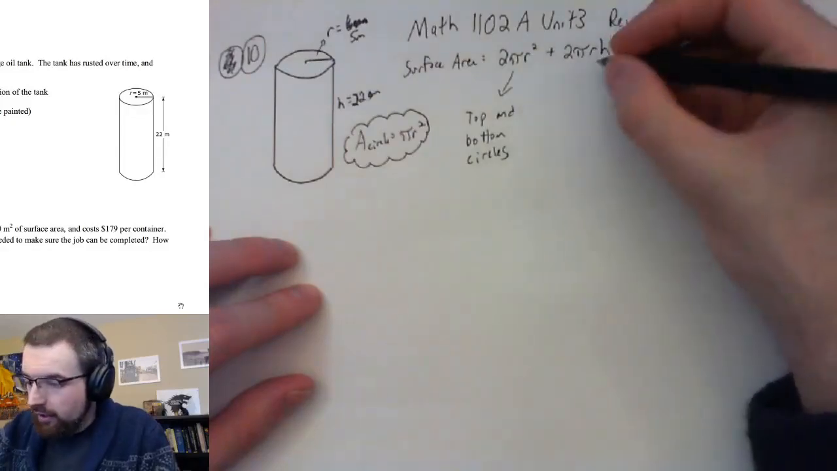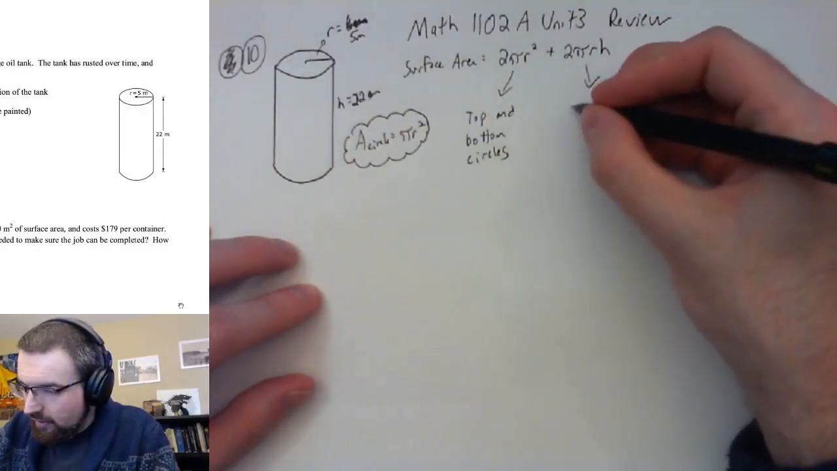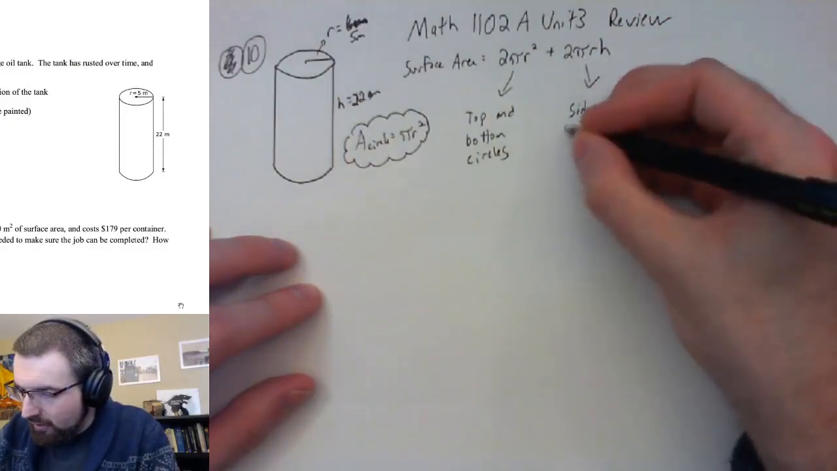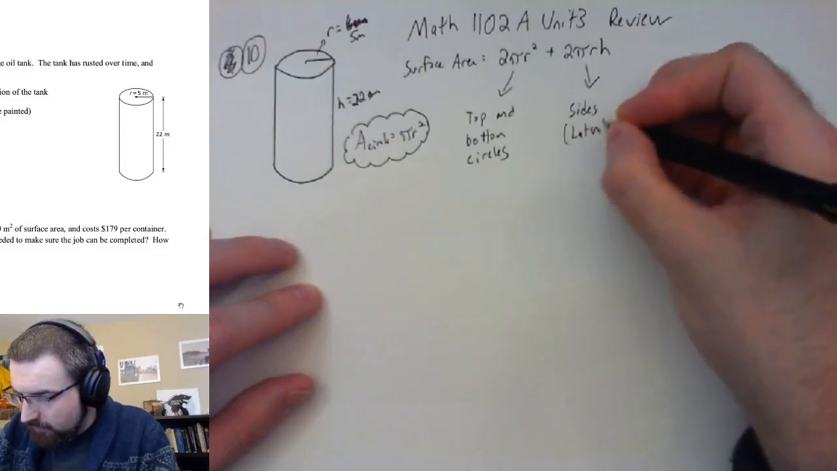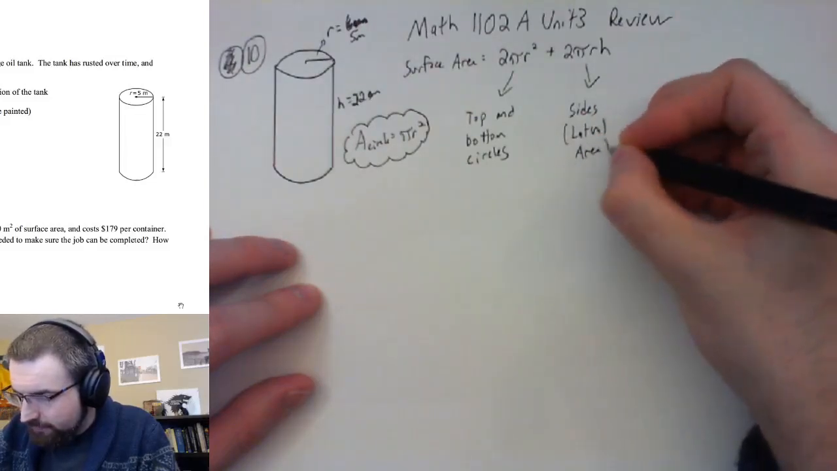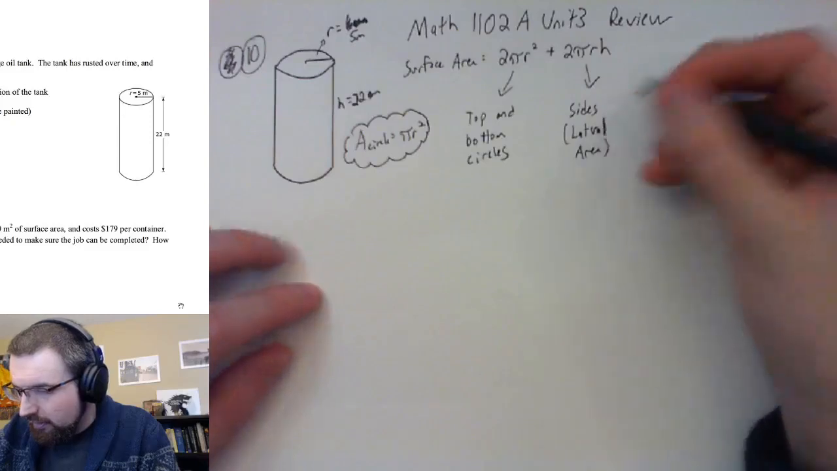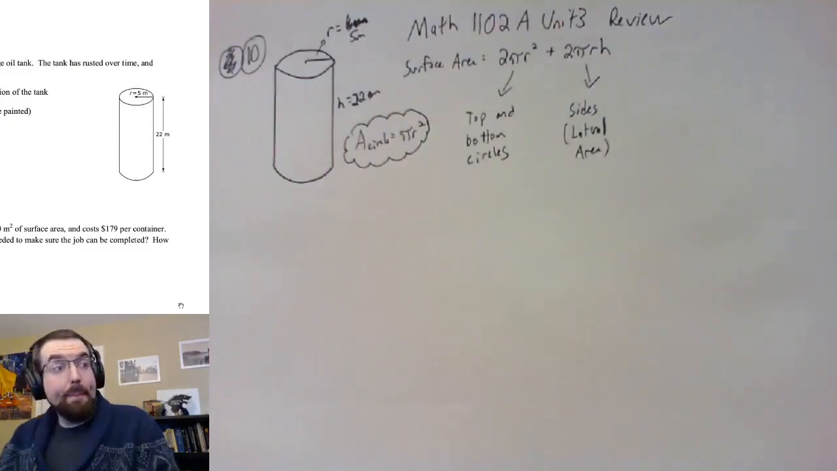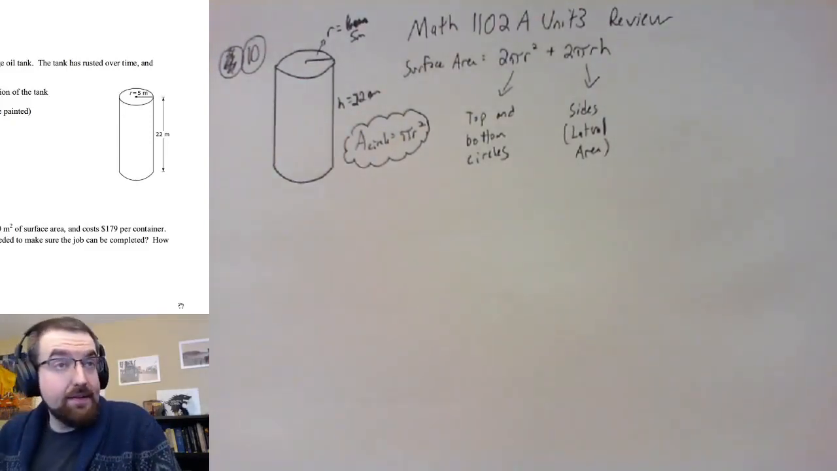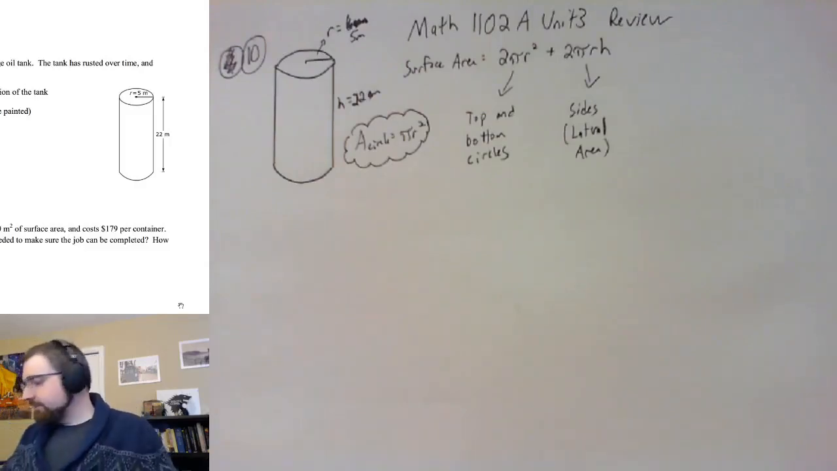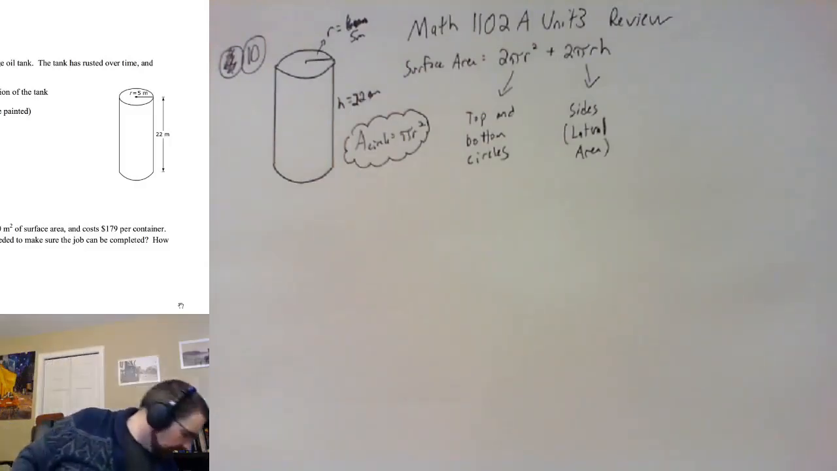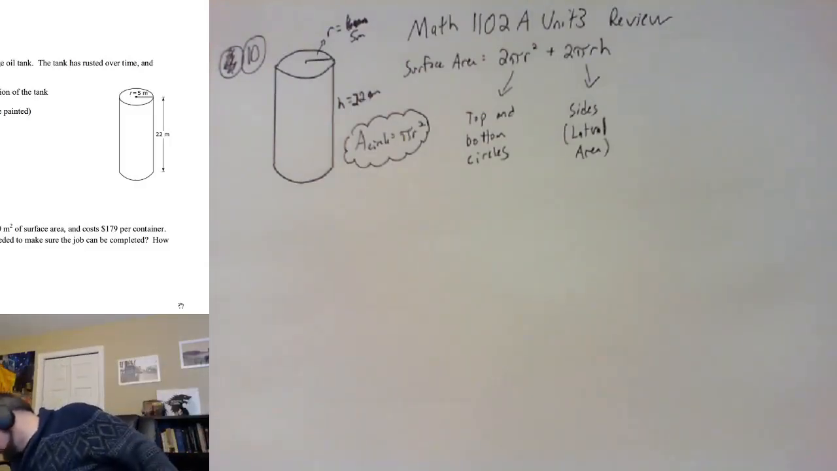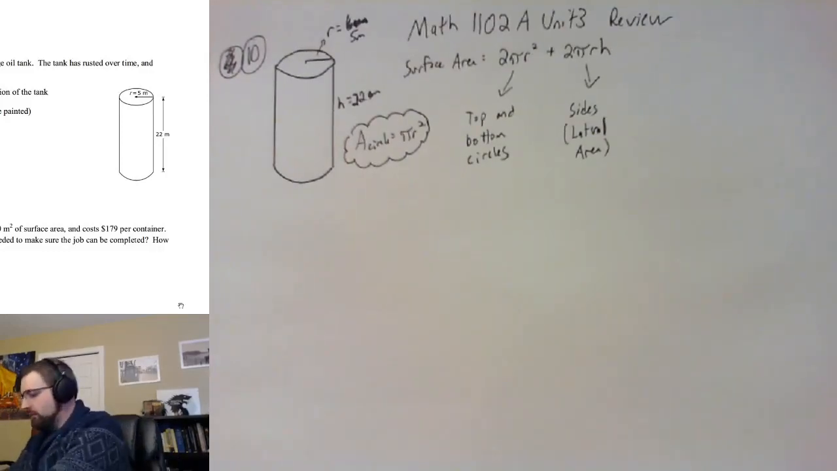And then over here, this is the sides, or what we call the lateral area, on the sides of the shape, right? Now, how do we find a lateral area? Well, let me grab a little piece of paper here.